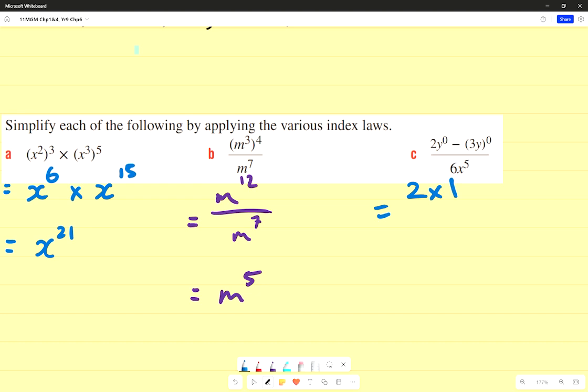The second one, it's all of 3y to the power of 0. And all of 3y to the power of 0, regardless of what y is, it's going to equal 1. Obviously assuming y is not 0, but we don't need to worry about that. Question? And the bottom, we're just going to leave that as is for now. 6x to the power of 5.